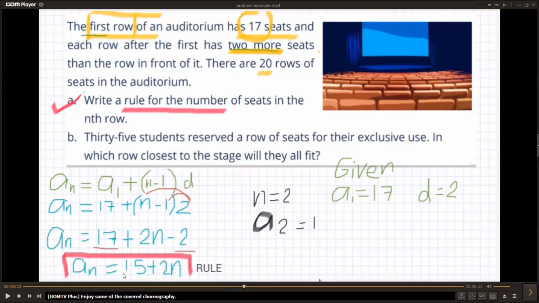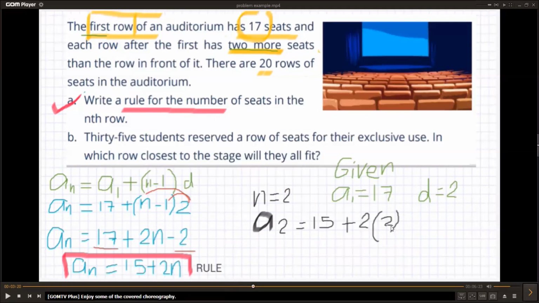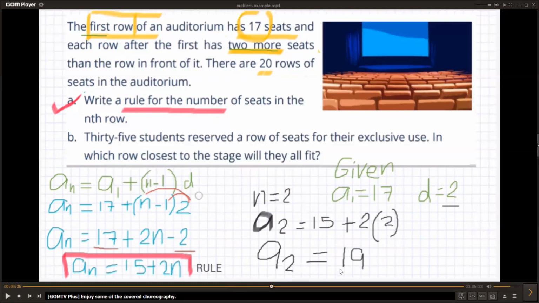So by just substituting the value of n into our rule, a_n is equal to 15 plus 2n, we have 15 plus 2 times 2 because our n is 2. Therefore, we can say that there are 19 seats in the second row, which is justifiable.